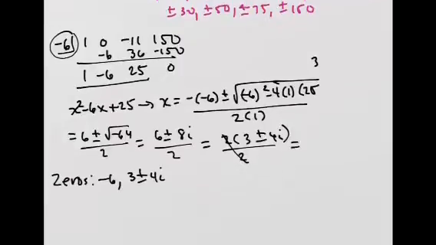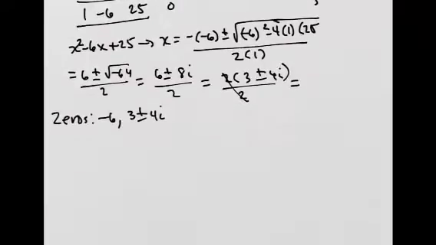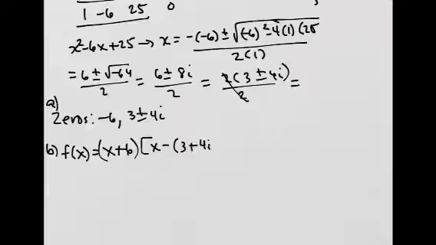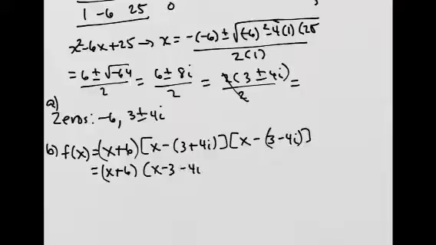So when you write it as a product of linear factors, this is part B. You would say f of x equals x plus 6, and then x minus 3 plus 4i, and x minus 3 minus 4i. Distribute the negative to get rid of the brackets: x plus 6, x minus 3 minus 4i, x minus 3 plus 4i. So this is the factored form, the product of linear factors right here.